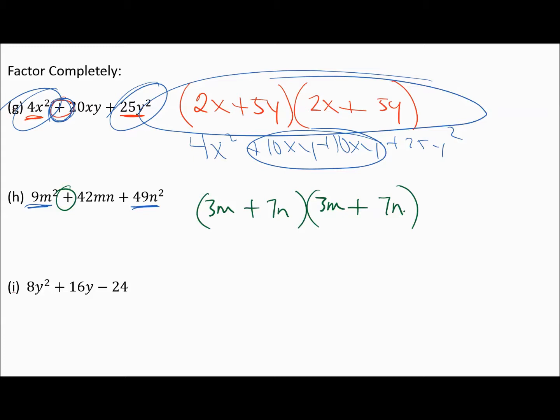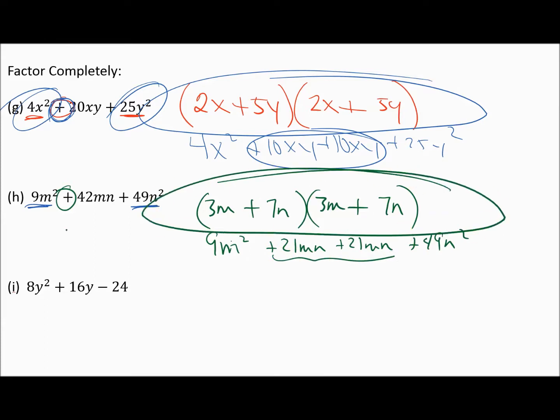And then I just multiply it out and see if it works. 3m times 3m is 9m squared. 3m times 7n is 21mn. Plus another 21mn. By now you already know it works, because this adds to 42mn. So this is our answer. Now, if this was something not 42mn right here, then we would have to try a different approach.